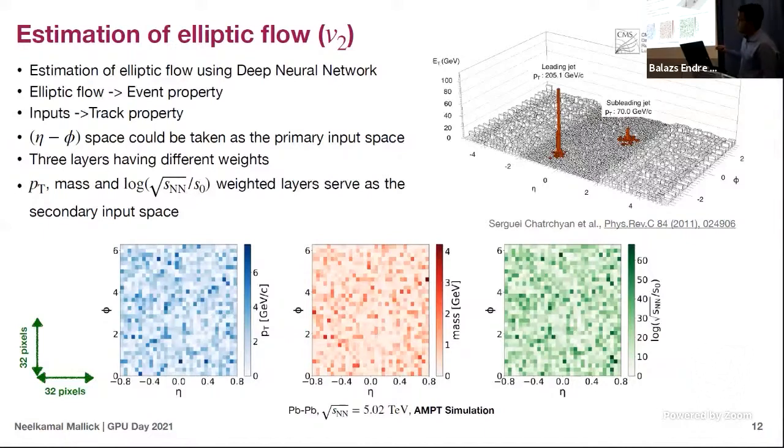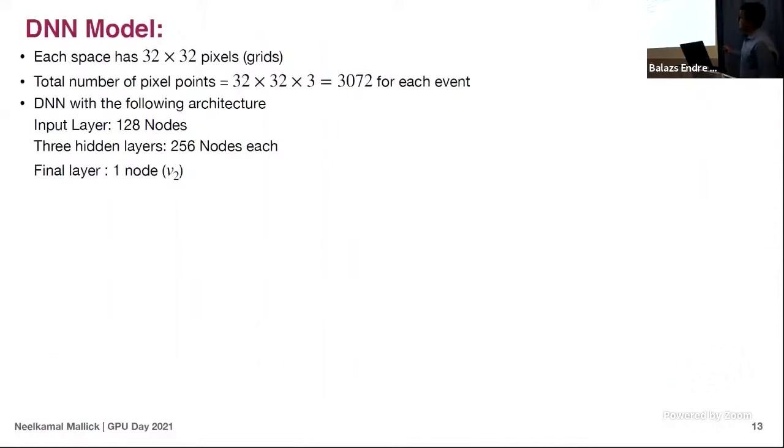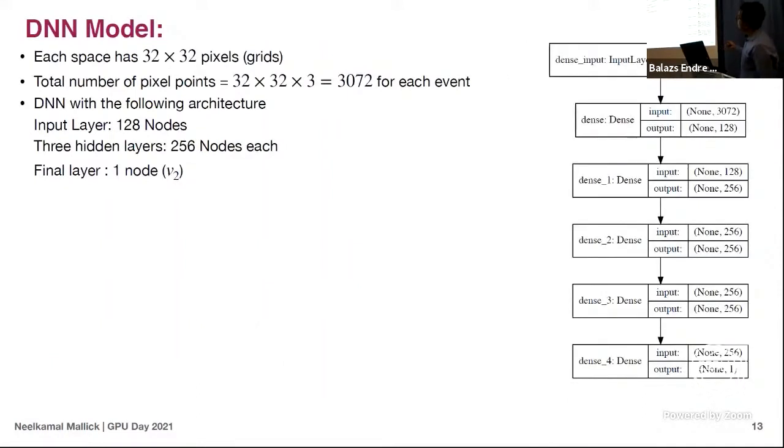It has 32 by 32 pixels, and you can see that these different weights, pT, mass, and this log root sNN by s0, change the plot slightly, and this information can be taken as the input to the neural network to learn and predict the elliptic flow. So in our DNN model, we have 32 by 32 pixels for each layer, and we have 3 such layers. That makes 3072 pixels for each event.